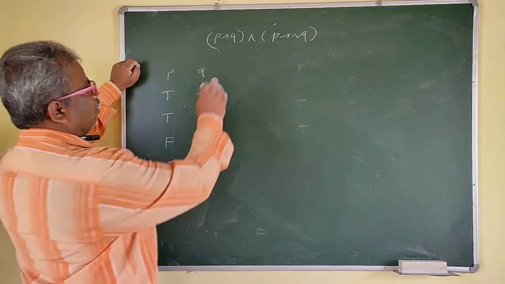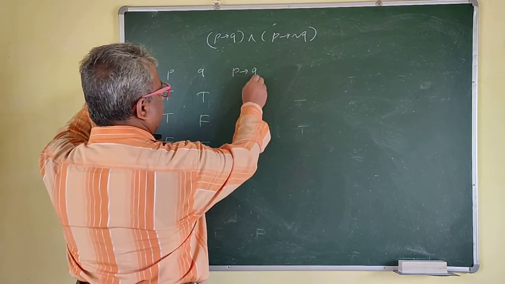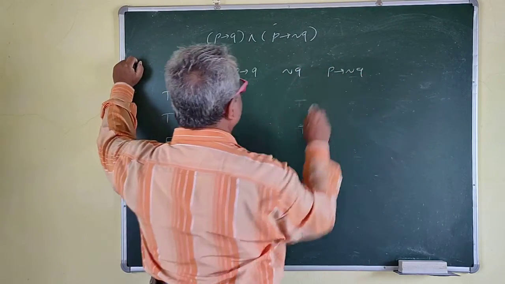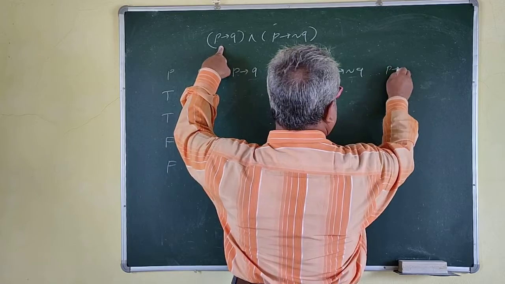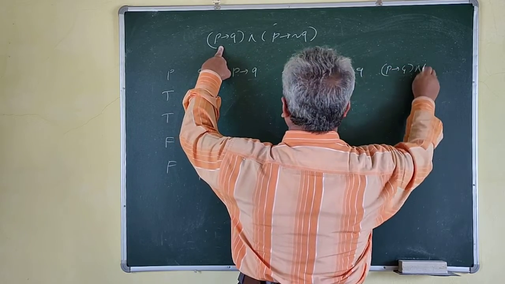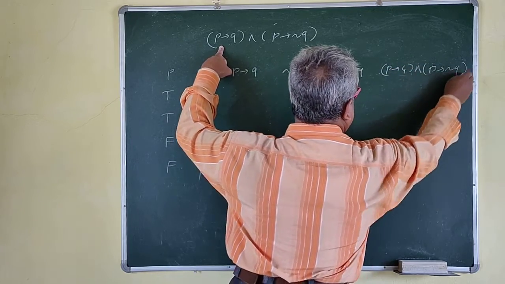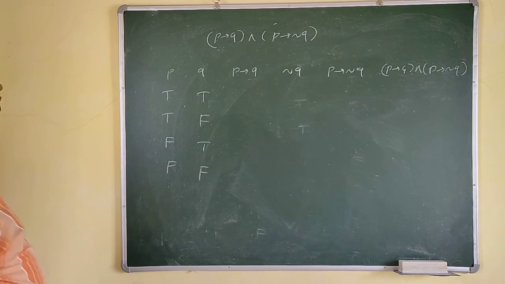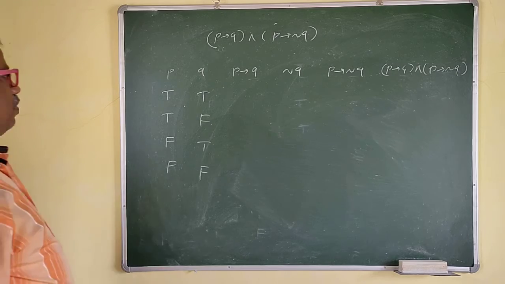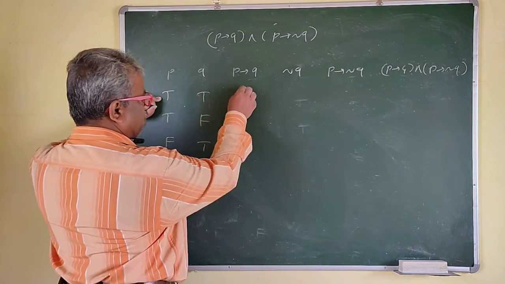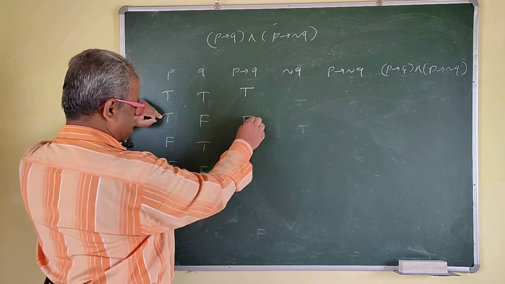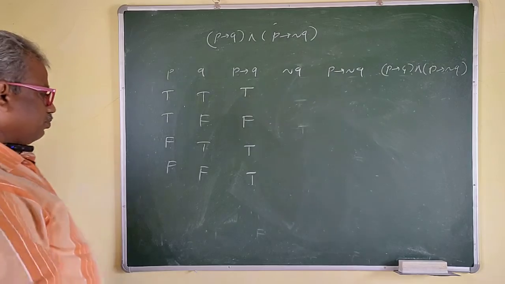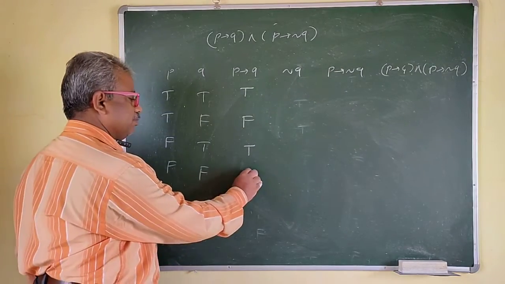Okay. Now we'll solve one bracket first, right? P → Q. Then you need the negation of Q. Then P → ~Q, right? And finally you need (P → Q) ∧ (P → ~Q). We have space, we can write each and every entry. P → Q: T implies T is T. T implies F is F. F implies T is T. F implies F is T.